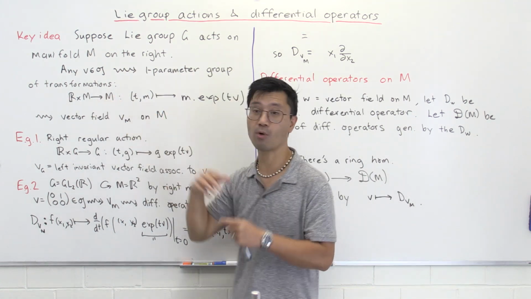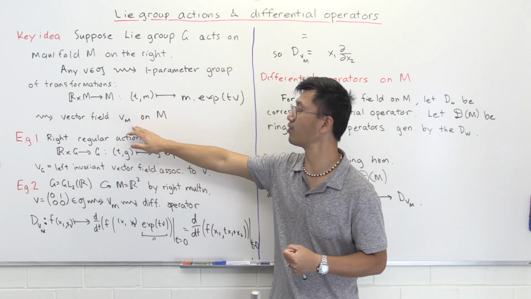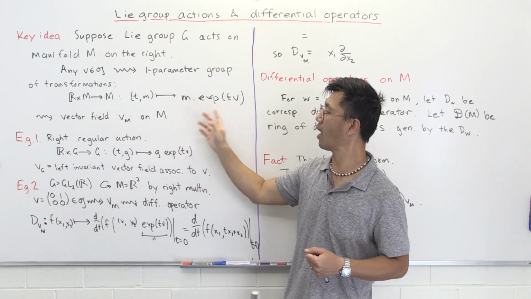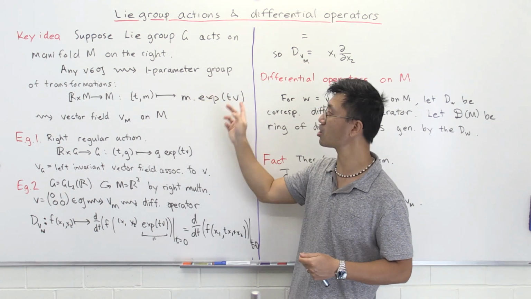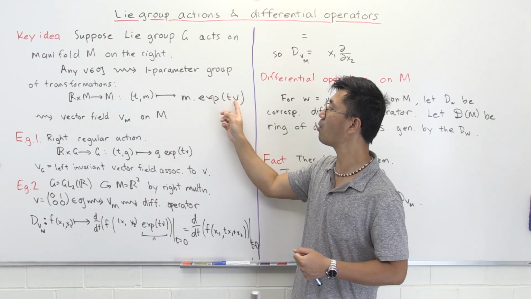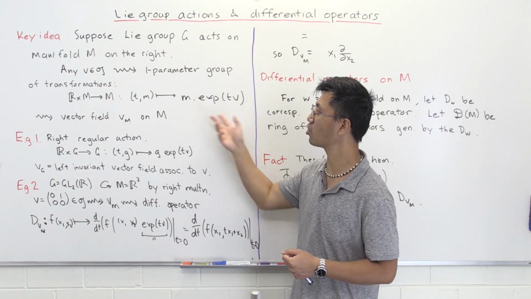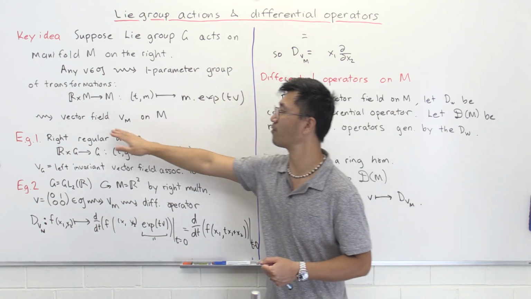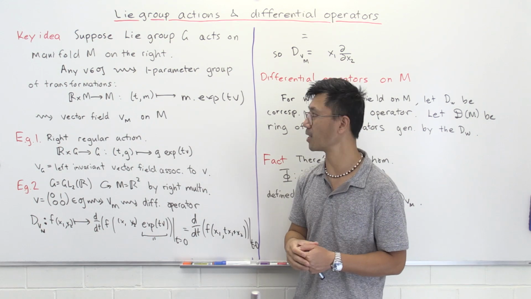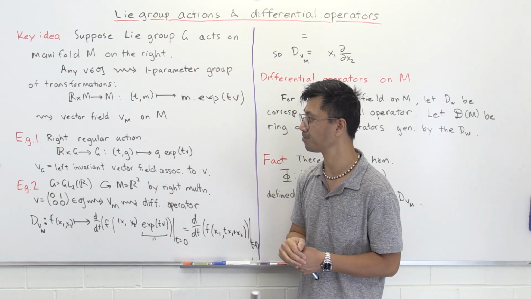And since we have this one parameter group of transformations, we can essentially get a vector field V_M on M. So how do you get that? Essentially, what you do is you just differentiate this with respect to t, and the value at t equals 0 will give you a tangent vector at m there. So that's your vector field. The value at any particular m, you just take the derivative of this, and that will give you what that vector is at that point.